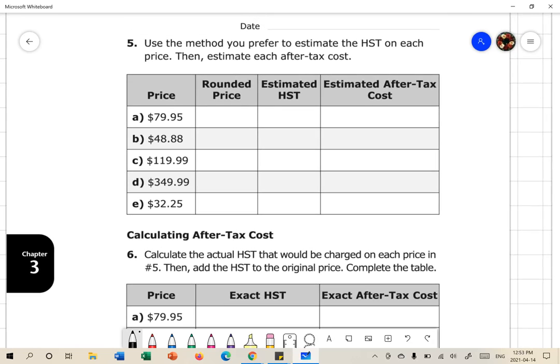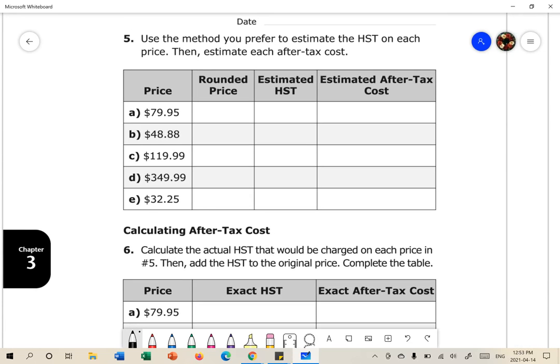Next page. Use the method you prefer to estimate the HST on each price. Then estimate each after-tax cost. I'm going to use method 2. It's just a preference. You can use method 1 if you wish. The first price is $79.95. I'm going to round that to $80.